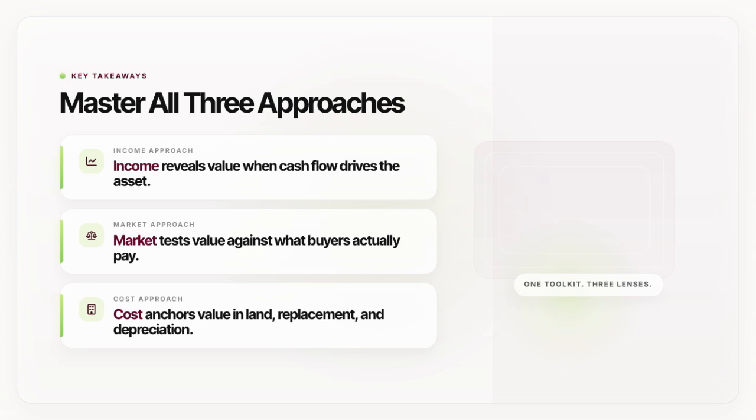Next, the market approach allows us to test that value against real-world transactions, showing what buyers are actually willing to pay. This grounds our valuation in current market conditions. Finally, the cost approach anchors value by looking at land, replacement costs, and depreciation, giving us a tangible sense of an asset's baseline worth. Think of these as one toolkit with three different lenses, each providing a unique perspective that, when combined, gives us a well-rounded and accurate valuation.